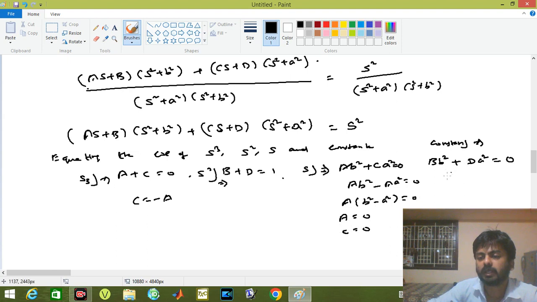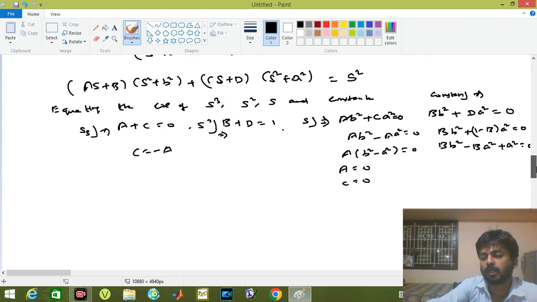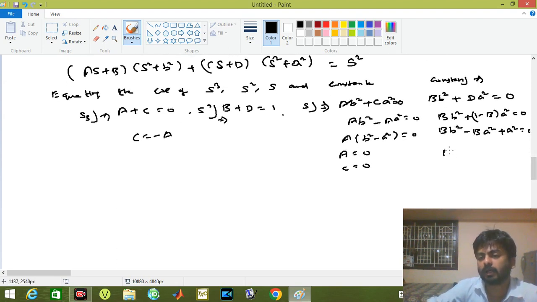Here you can see b plus d equal to 1. So b square plus the value of d is 1 minus b, 1 minus b times a square equal to 0. So you can expand it as b square minus b a square plus a square equal to 0. So here you can take b of b square minus a square equal to minus a square. So b equal to minus a square divided by b square minus a square.